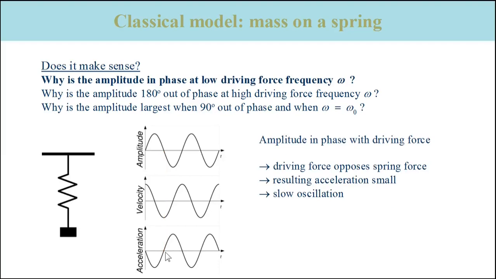Now we start to answer the first question. Why is the amplitude in phase at low driving force frequency omega? When the amplitude is in phase with the driving force, then the driving force is 180 degrees out of phase with the acceleration and with the restoring force of the spring. Therefore, both forces oppose each other and partially cancel each other. The resulting force is small and therefore the resulting acceleration also. This slow acceleration can only produce a slow oscillation.